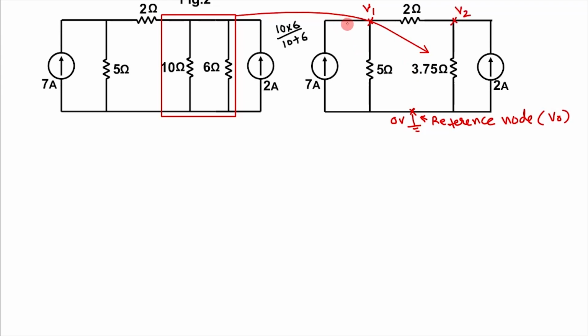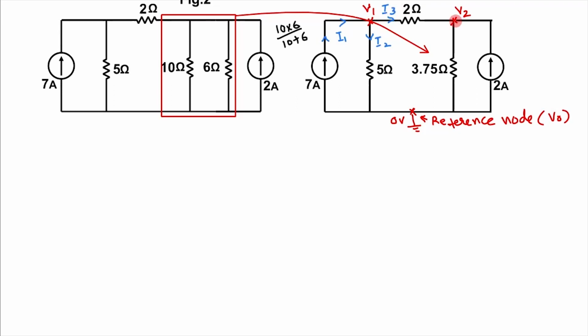Next, from each node we have to mark the current flowing through the elements connected to that node. Here, this is a current source, so the current flows like this. Let this be I1, which is equal to 7 ampere. In this resistive branch, let the current flow away from this node, and let it be I2. In this branch, let I3 flow in this direction.